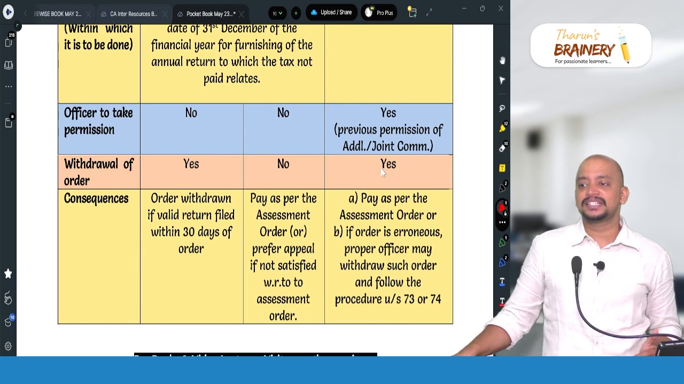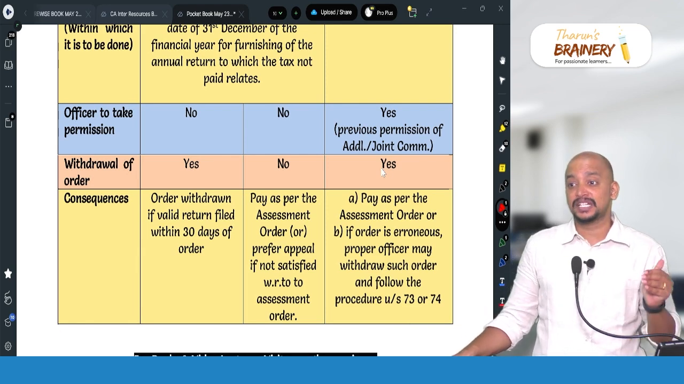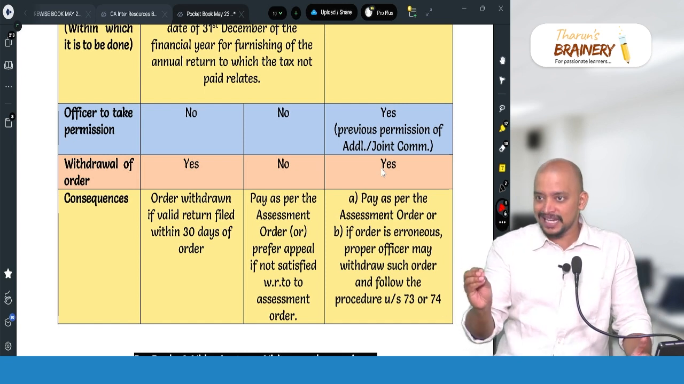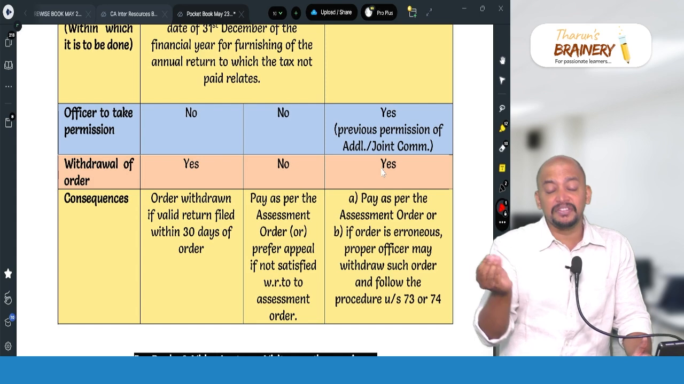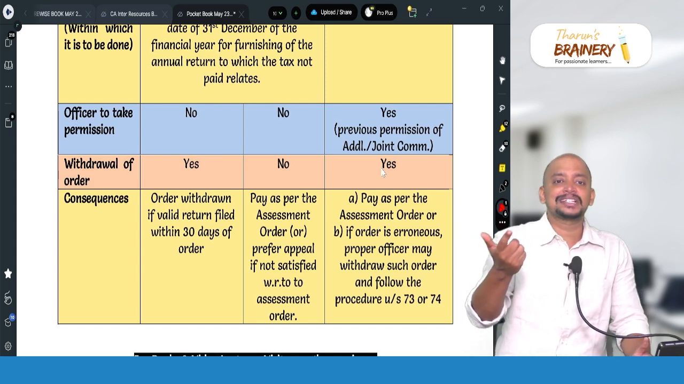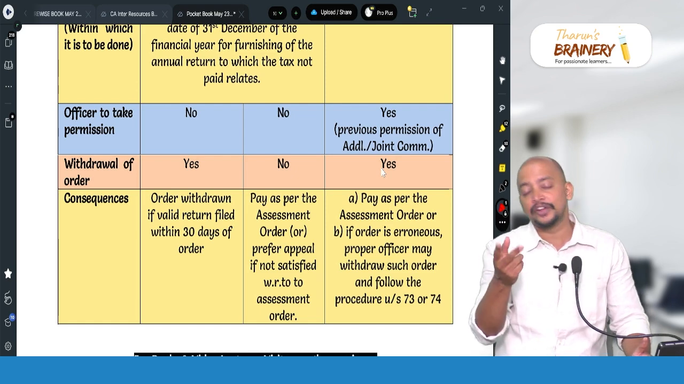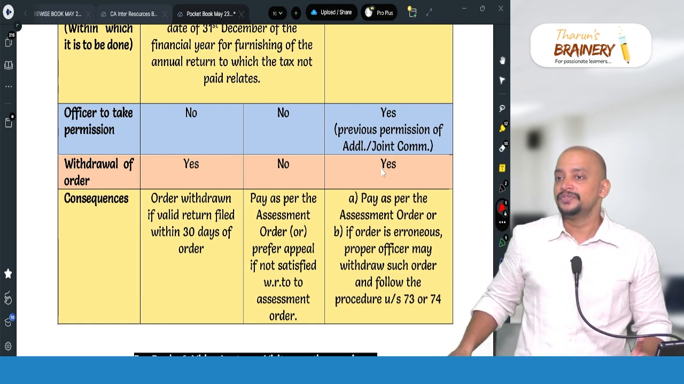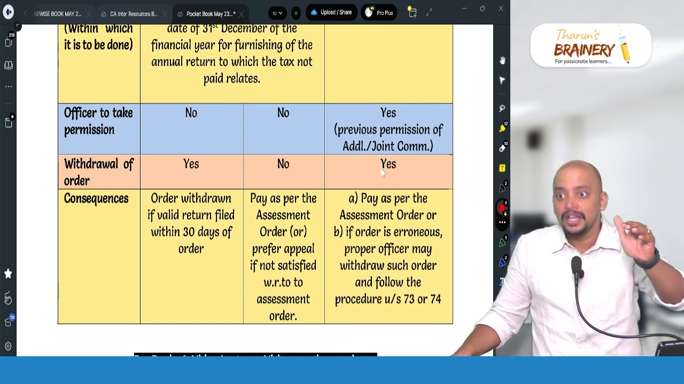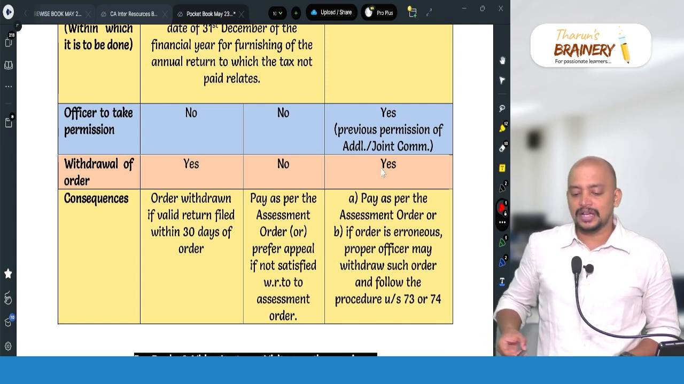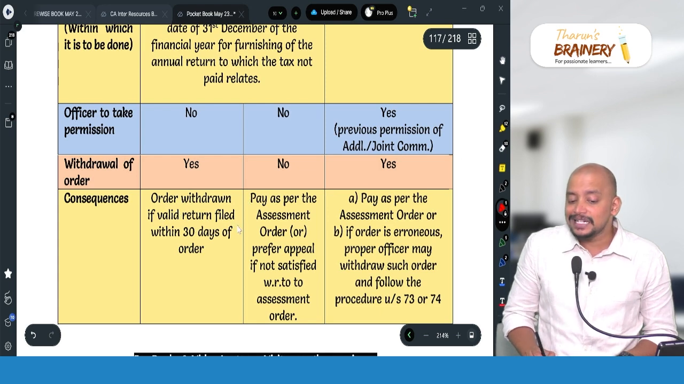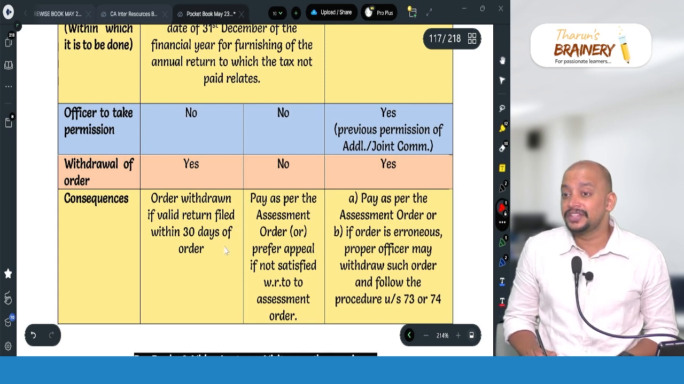Because once they pass the best judgment assessment order, we need to pay the tax as per the best judgment assessment order. But we have not filed any returns. So therefore, within 30 days from the best judgment assessment order, we can file the returns. Actually, best judgment assessment under section 62 is initiated for what reason? Not filing of returns. So file the returns within 30 days from best judgment assessment order, so that the order will be withdrawn and we will proceed to assessment as per our returns. You understood? So order withdrawn if valid return is filed within 30 days of the order.